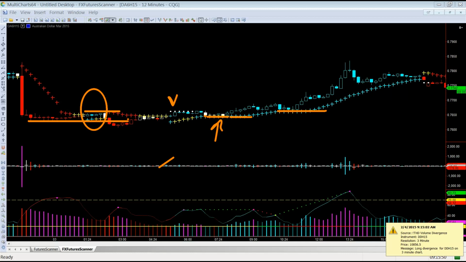There's actually a lot of concepts built into these indicators. I don't bother to try to teach them because they're very complicated.